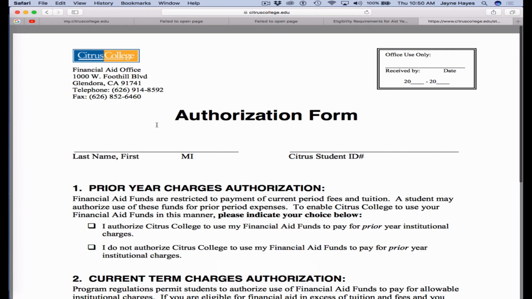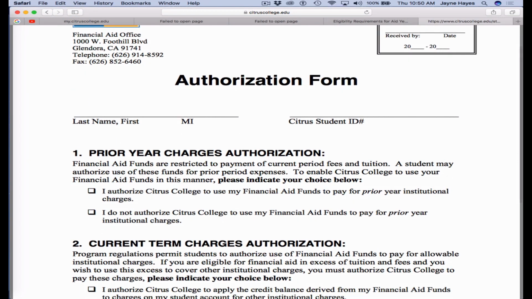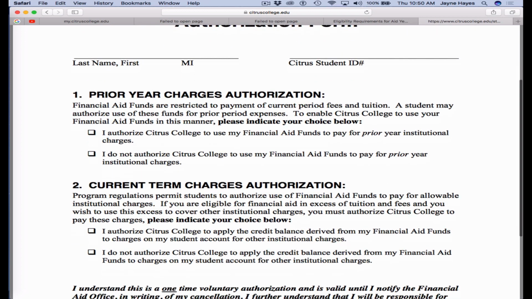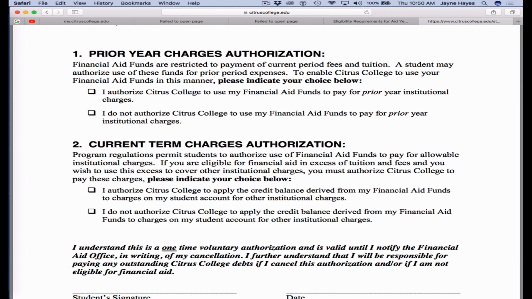An authorization form is basically selecting prior year charges and current year charges, and you're either authorizing or not authorizing Citrus College to use any of your grant money to pay for any fees that you might still have pending. So let's say, for example, you enrolled, right? And you do realize that there's not only tuition, but there's also other fees that you have to pay, like the health fee, stuff like that, the student fee. So let's say it's like $15 that you forget to pay.